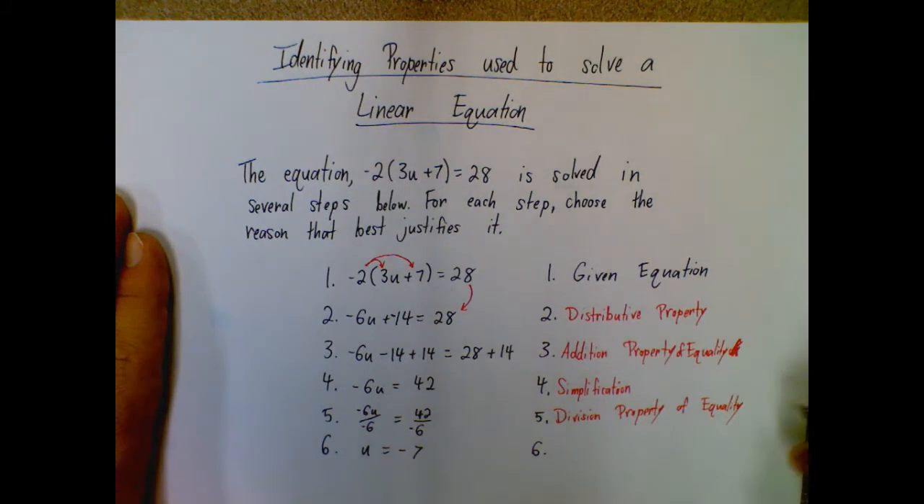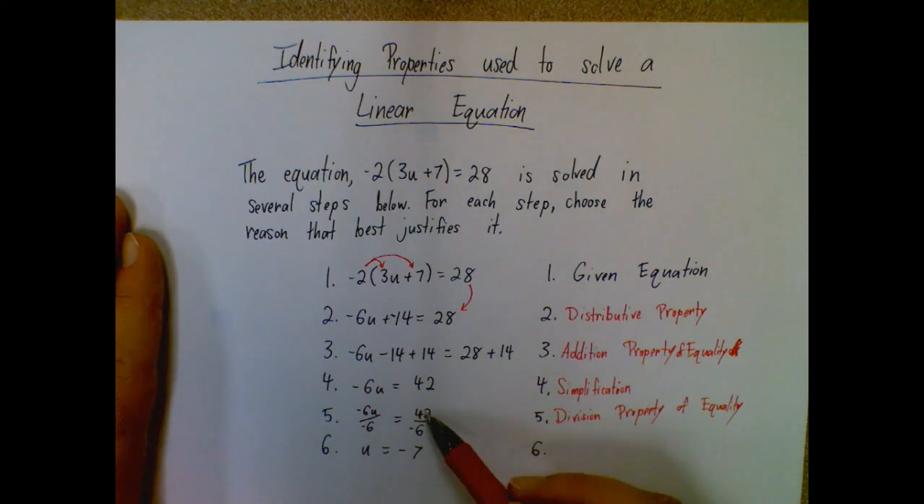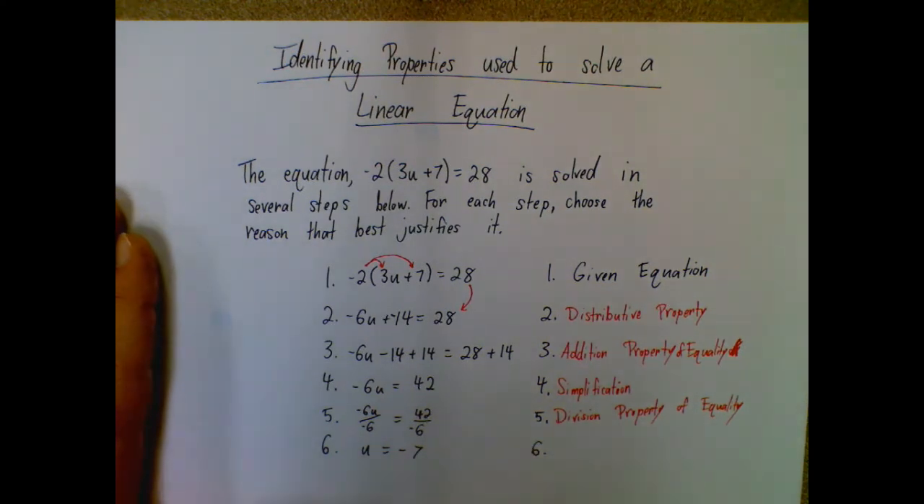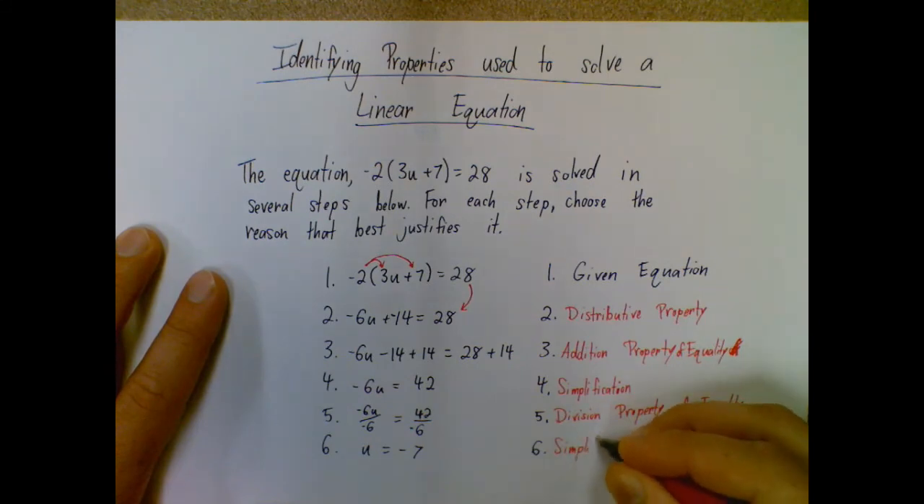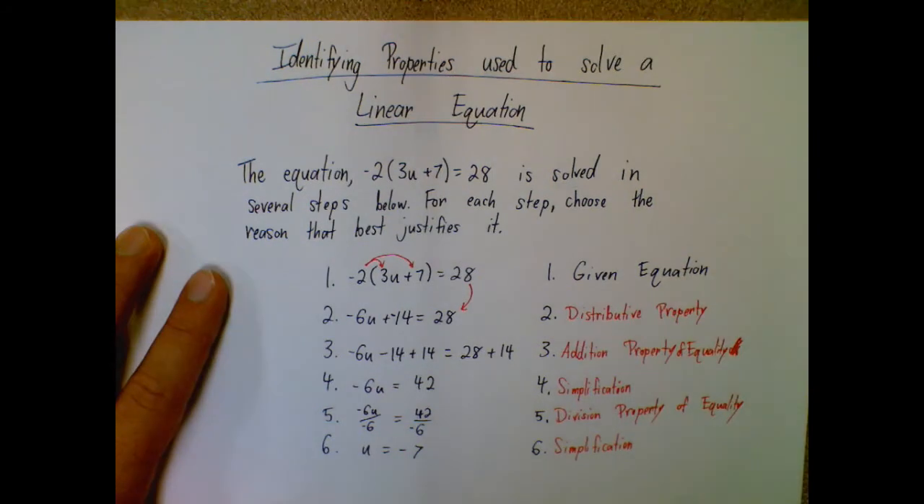Okay. And then last but not least, why does negative 6 divided by negative 6 give you 1? Why is 42 divided by negative 6 negative 7? That's just another simplification. Okay, we have all our reasons written out, so we're done.